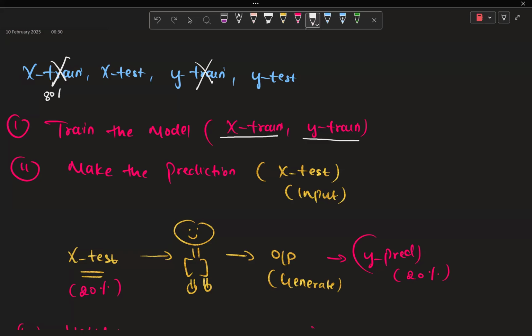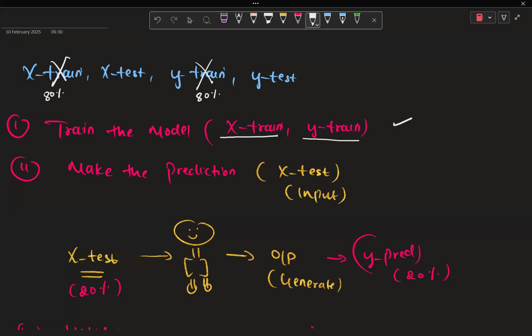80% of input training and 80% of output training. Tell me, yes or no? Is the first step clear? Yes. Okay. When you have used these two data, it is time to test the model.